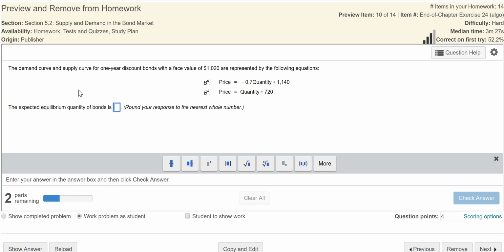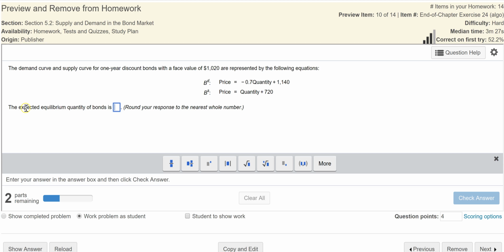So this is question number 10 of homework 5. The demand curve and the supply curve for 1-year discount bonds with a face value of $1,020 are represented by the following equations. The demand curve B superscript D is price equals negative 0.7 quantity plus 1,140. The reason we have a negative sign here is because the demand curve is downward sloping. And the supply curve B superscript S is price equals quantity plus 720. And here we have a positive coefficient, 1 before quantity, because the supply curve is upward sloping.